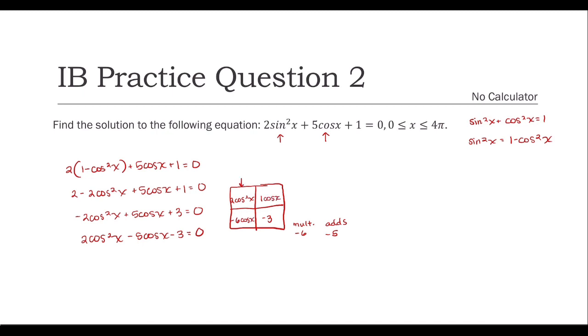So then we can factor out 2 cosine of x from here, plus 1 from here, a cosine of x from here, and a negative 3 from here. So this becomes 2 cosine of x plus 1 times cosine of x minus 3 equals 0. So now we can separately set each component to 0. So we have 2 cosine of x plus 1 equals 0, and cosine of x minus 3 equals 0.